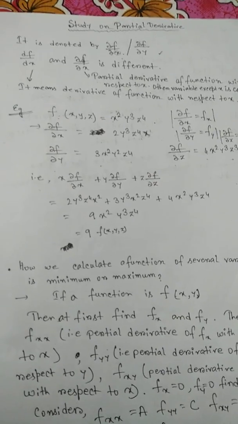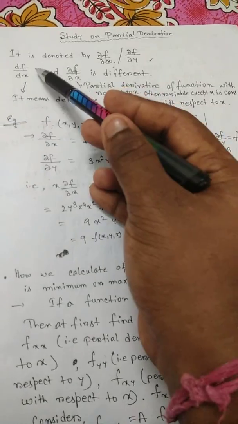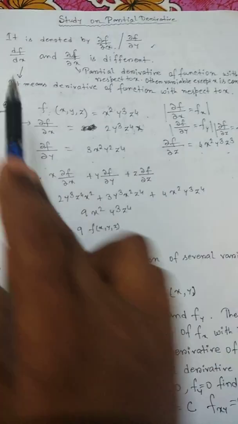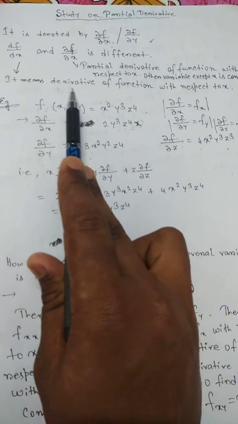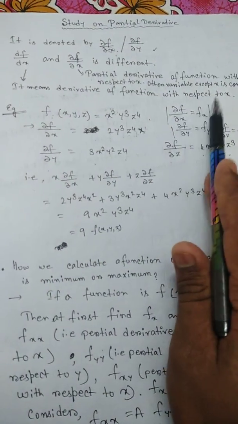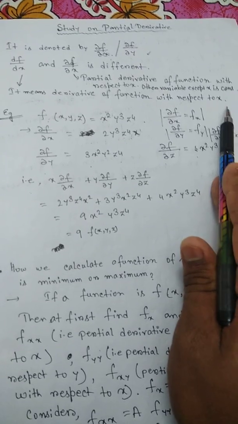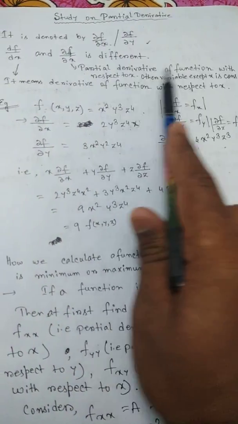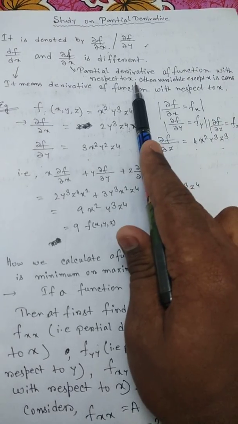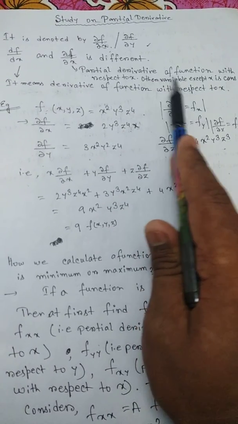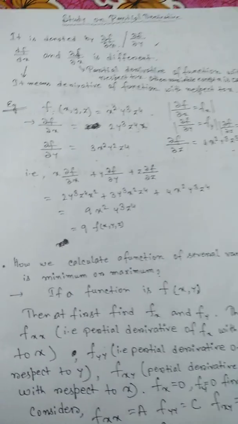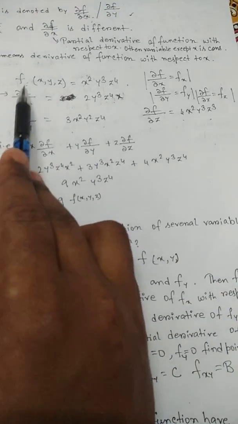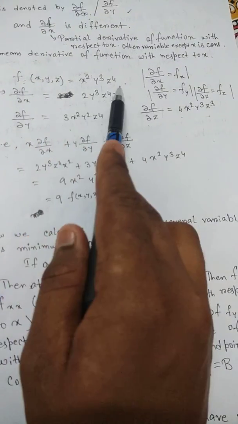Okay, now second part, df dx and del f del x are different from each other. This means derivative of the function with respect to x. Now del f del x means partial derivative of the function with respect to x. In this case, every other variable except x is constant. Okay, now consider an example f x y z is equal to this.